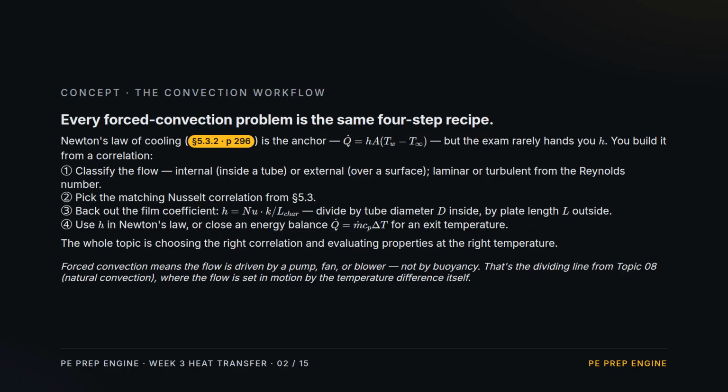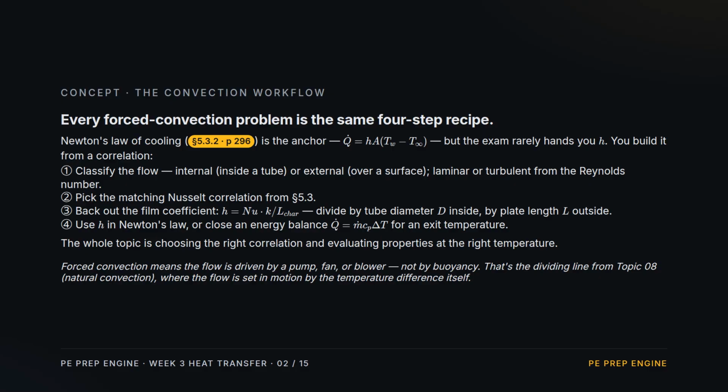Every forced convection problem is the same four-step recipe. Newton's law of cooling is the anchor. Q dot equals hA delta T, but the exam rarely hands you h. Step 1. Classify the flow from the Reynolds number, internal or external, laminar or turbulent.